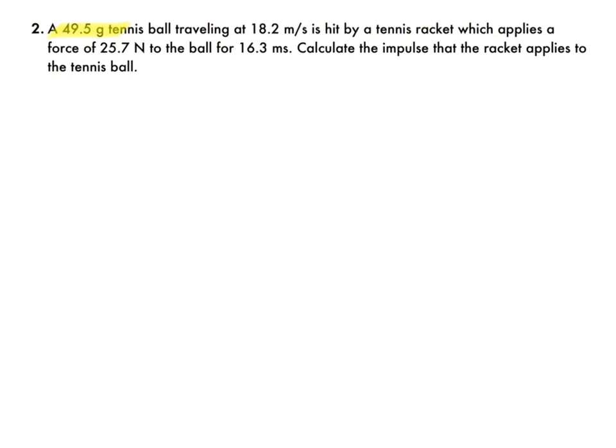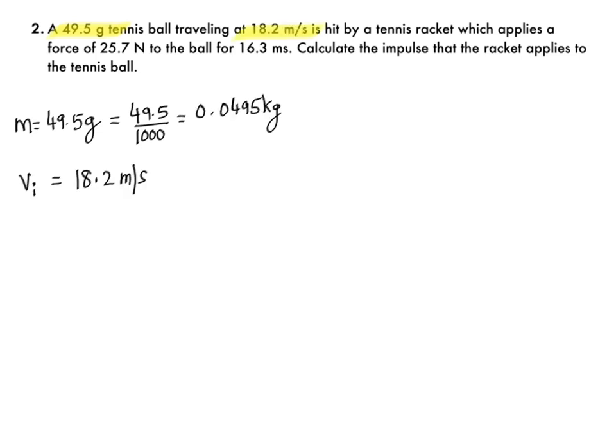Next problem, a 49.5 gram tennis ball traveling at 18.2 meter per second is hit by a tennis racket which applies a force of 25.7 Newton to the ball for 16.3 milliseconds. So the mass is 49.5 gram, which we convert into kgs by dividing by 1000. Then vi, the initial velocity, is 18.2 meter per second. The force is 25.7 Newton. And the time is given as 16.3 ms. What is this ms? It's milliseconds.